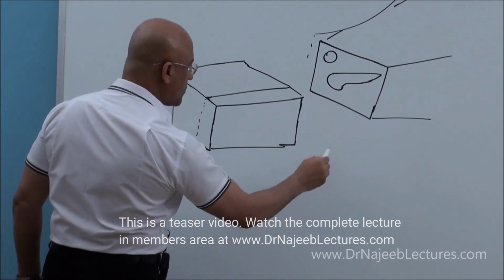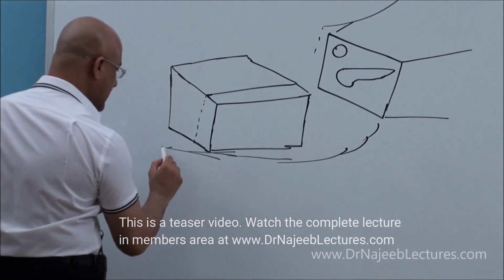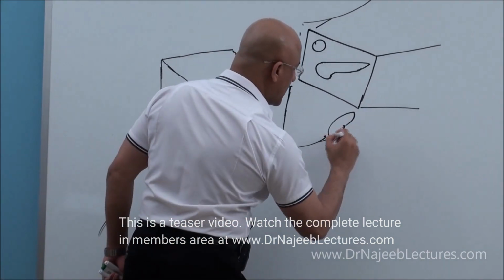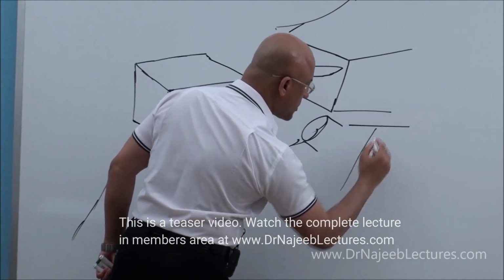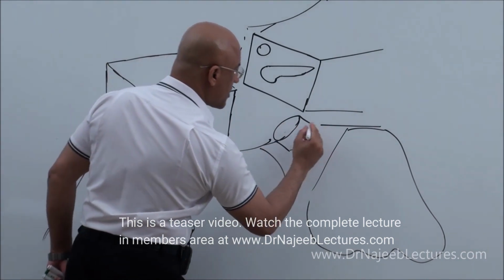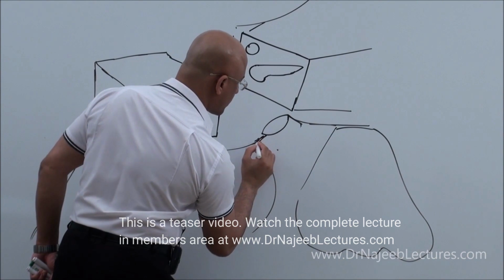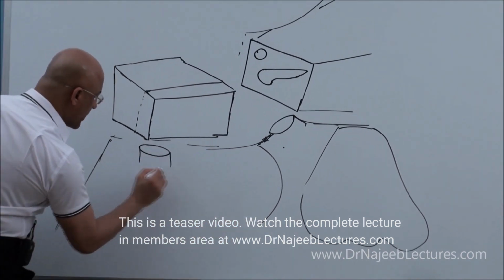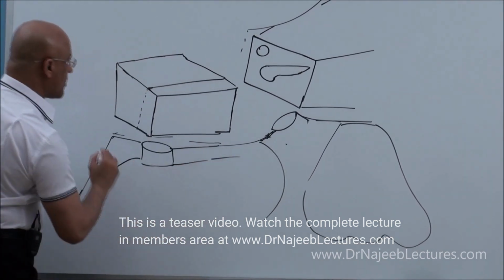And of course here is what? Middle cranial fossa. Here is the foramen rotundum, very good, foramen rotundum, and here should be the foramen ovale, excellent.